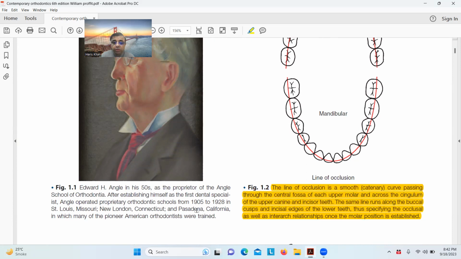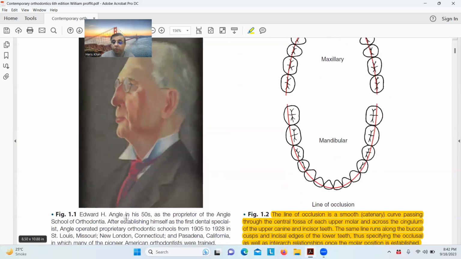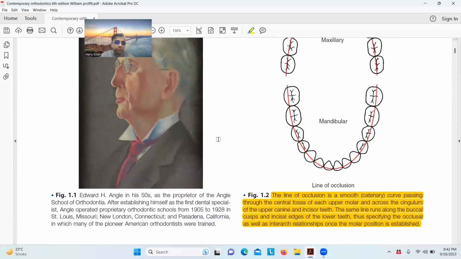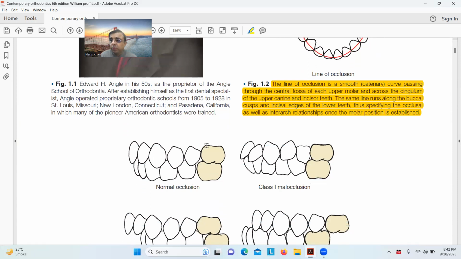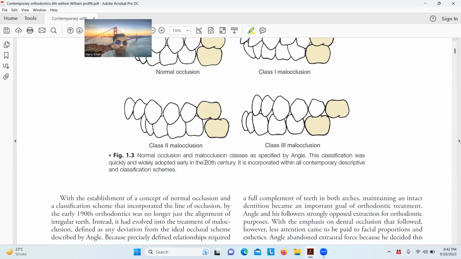The line of occlusion passes through the central fossa of each upper molar and across the cingulum of the upper canine and incisor teeth. The same line runs across the buccal cusps of the lower teeth. The line of occlusion needs to be memorized by both undergraduate and postgraduate students. This is important, and sometimes students are also asked to draw this picture. So you can practice it. If you are at the first-year postgraduate level, you must know what the line of occlusion is and what the molar relationship is.